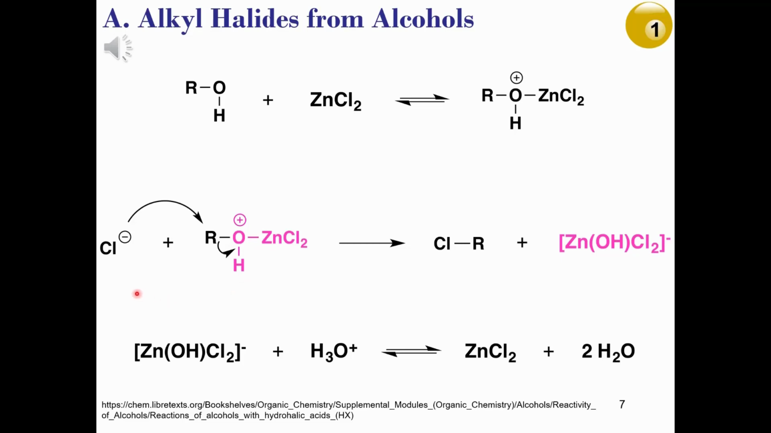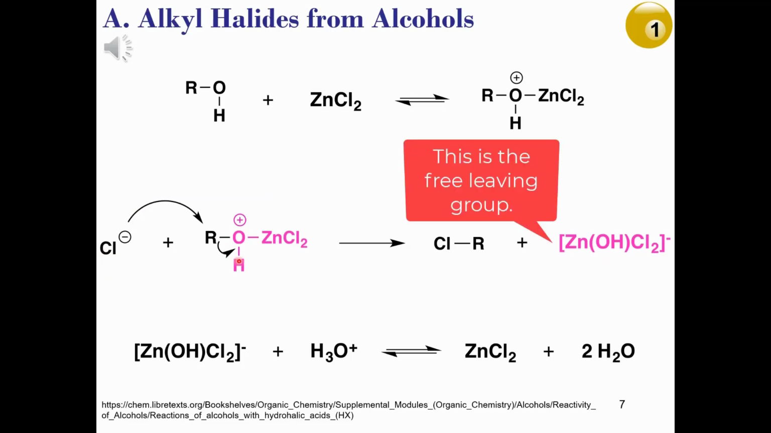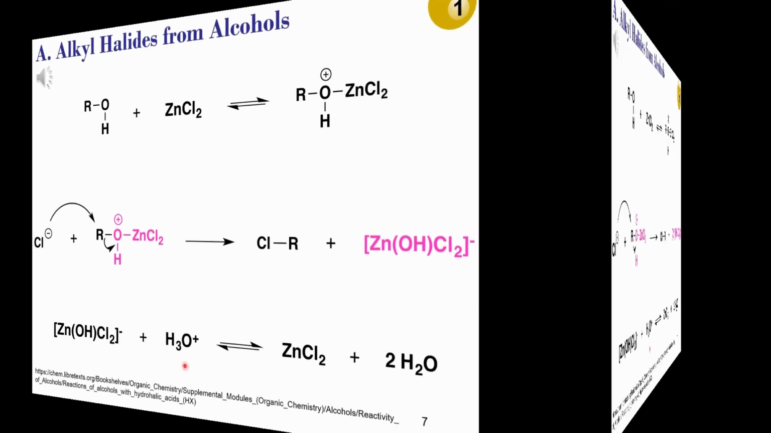Zinc chloride, a good Lewis acid, forms a complex with the alcohol through association with an unshared pair of electrons on the oxygen atom. And what this does is it enhances the alcohol's leaving group potential such that the chloride can now behave as a nucleophile and displace it as a leaving group. Let's summarize this on the next slide.